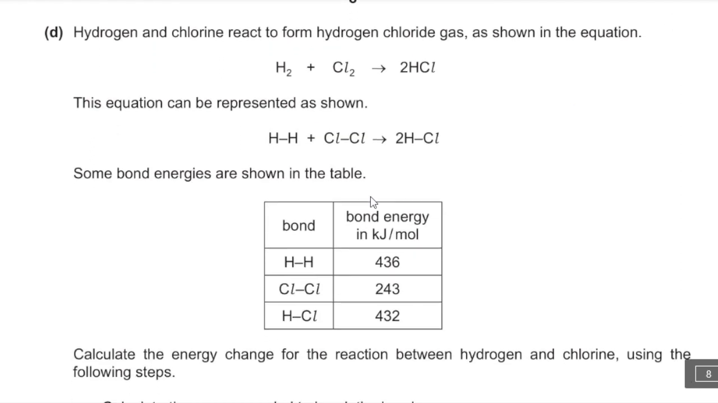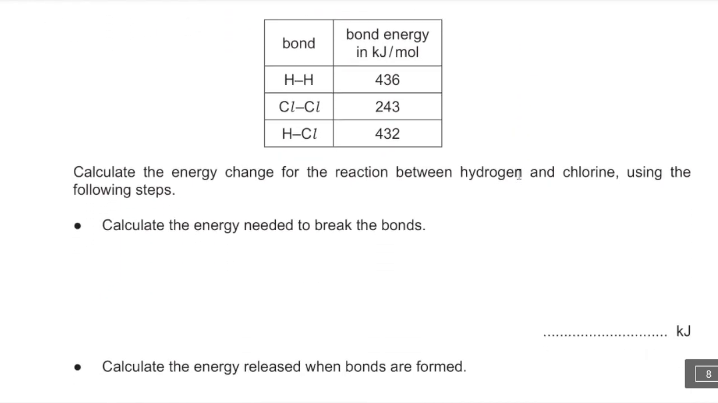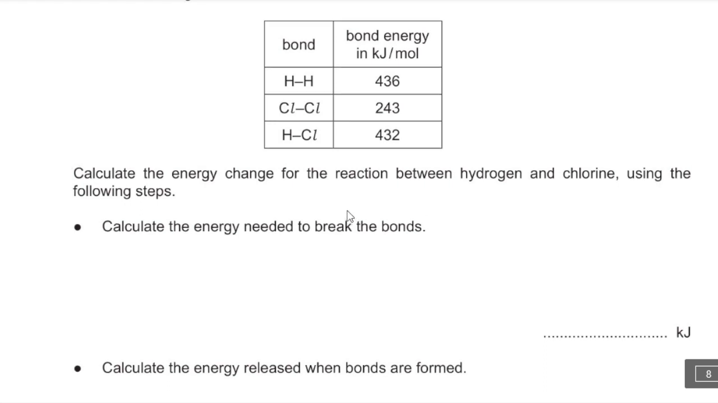The hydrogen and chlorine react to form hydrogen chloride gas as shown in the equation. This equation can be represented as shown. Some bond energies are shown in the table. Calculate the energy change for the reaction between hydrogen and chlorine using the following steps.